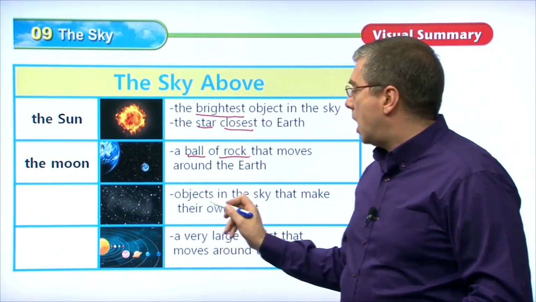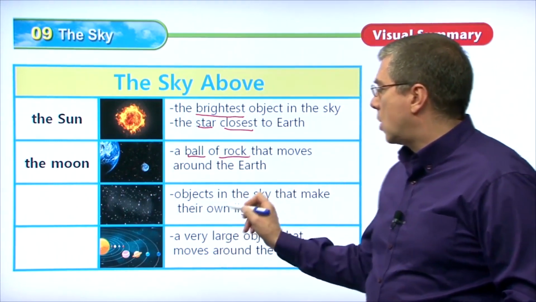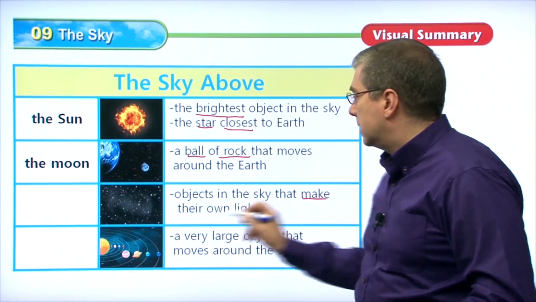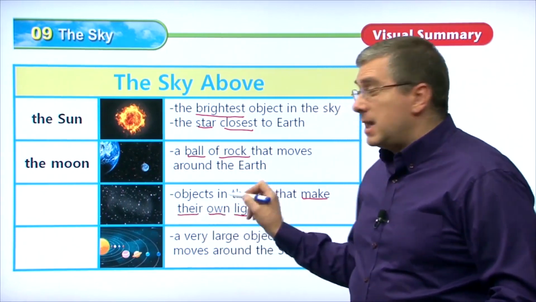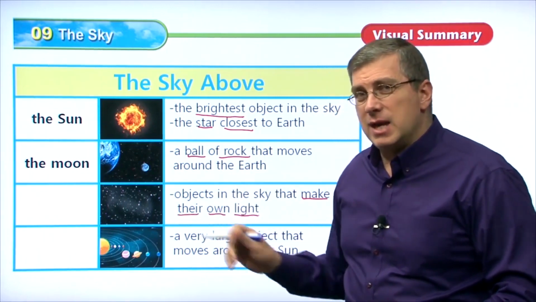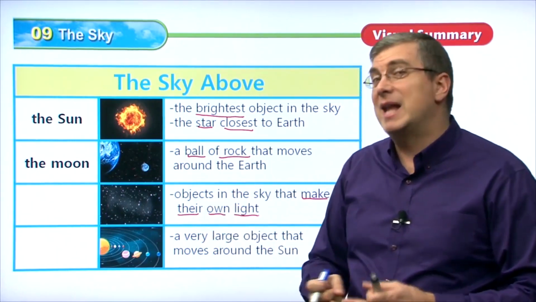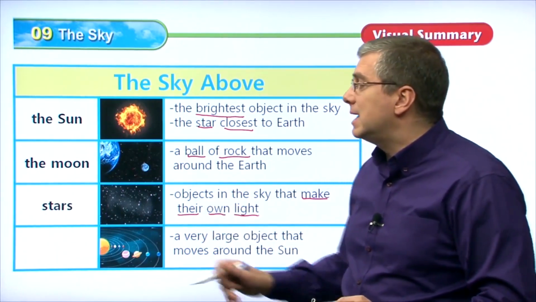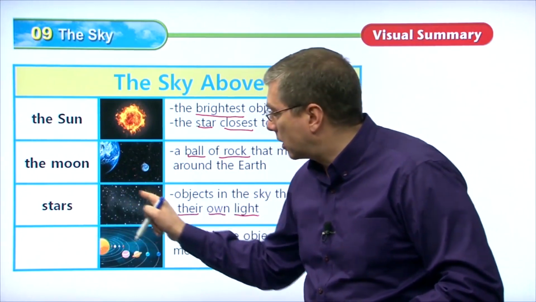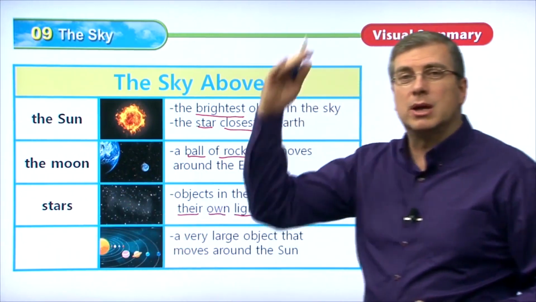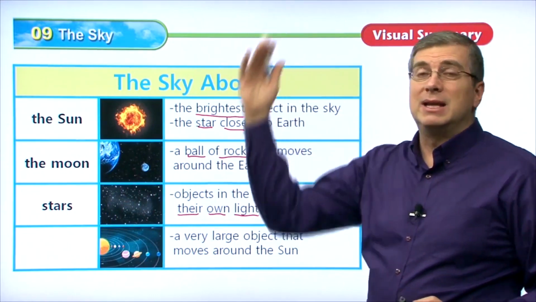And the third one, objects in the sky that make their own light. These are the only objects in the sky that make their own light, right? The moon doesn't make its own light. Planets don't make their own light. Only stars make their own light. When we look up at the night sky, we can see many stars.